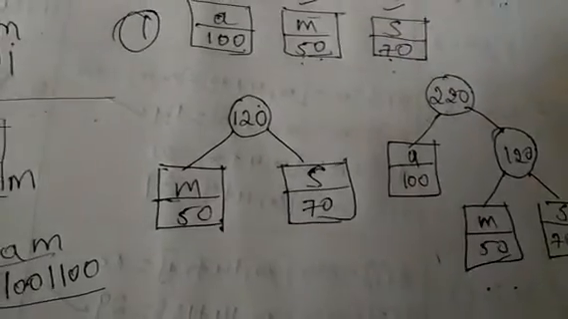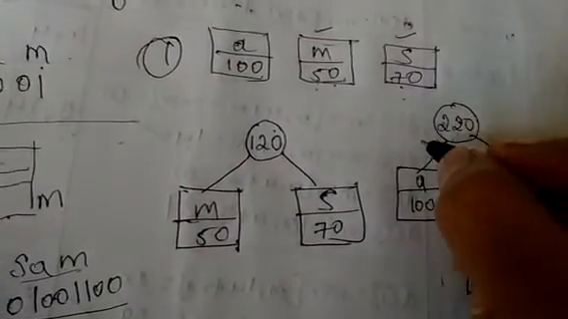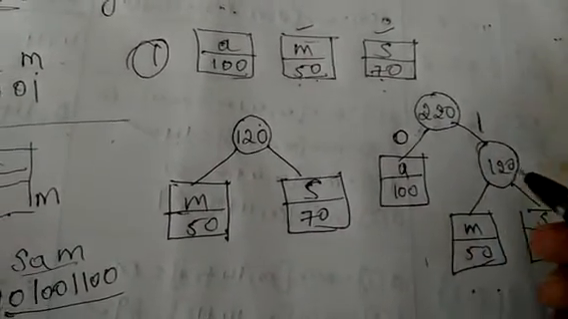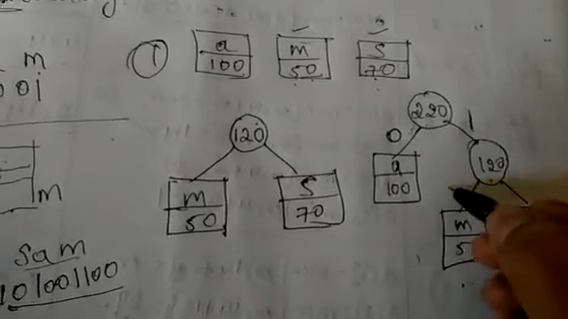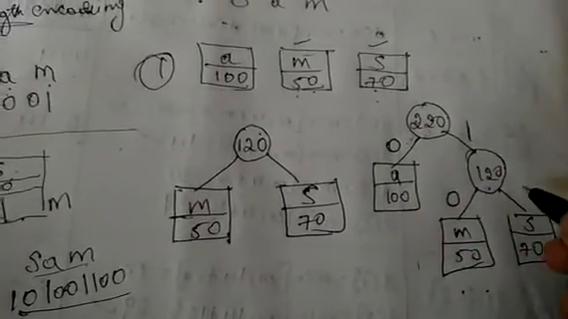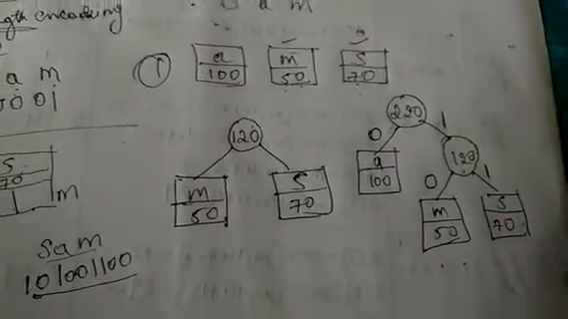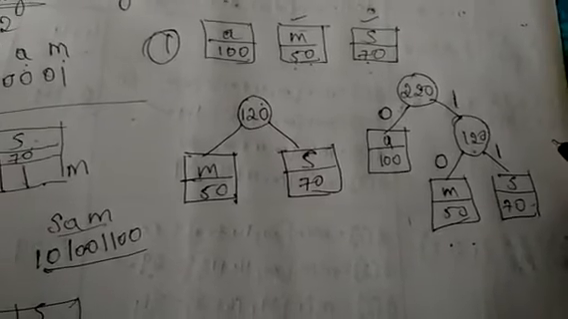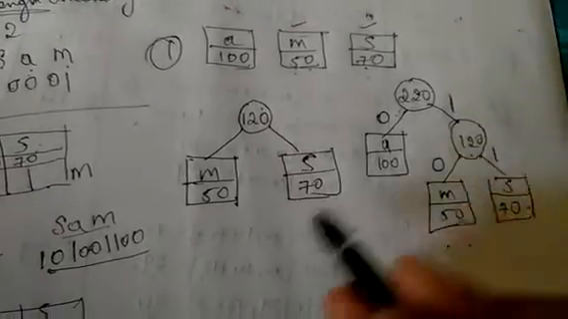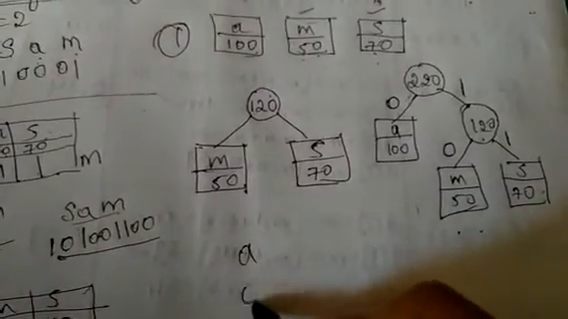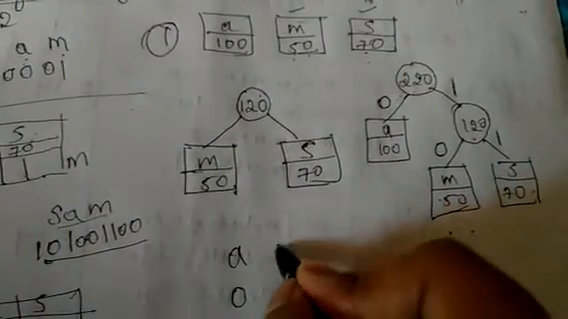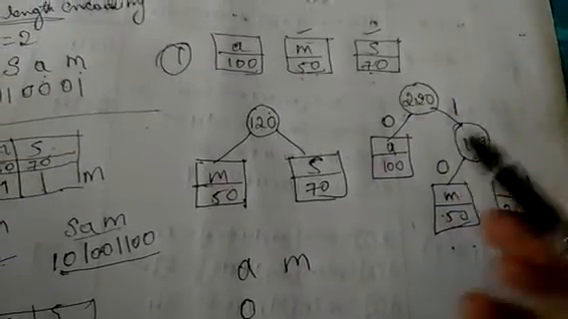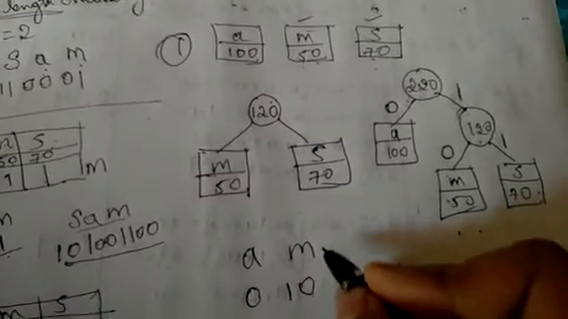Here, the left side is 0 and the right side is 1. For this node again, M is the left node and S is the right node, so again I'll write 0 and 1. Now find the code word for each. For reaching node A, the code word is 0. For M, count from here to here: 1, then 0. 1 0 is the code word for M.